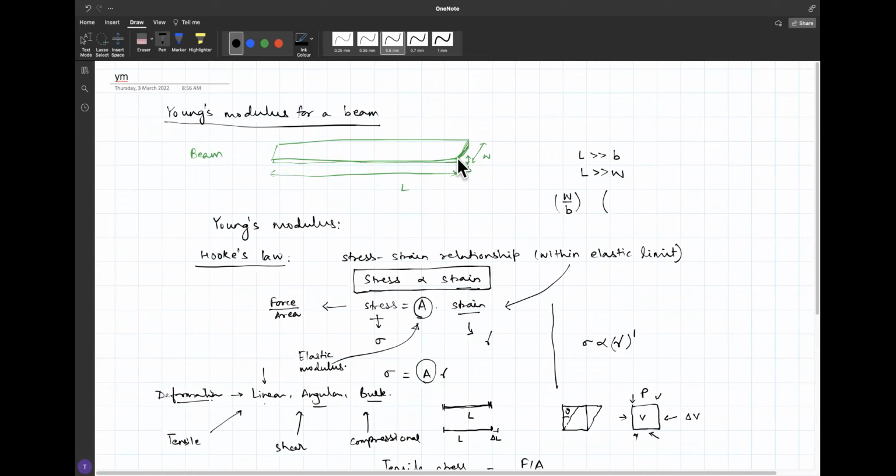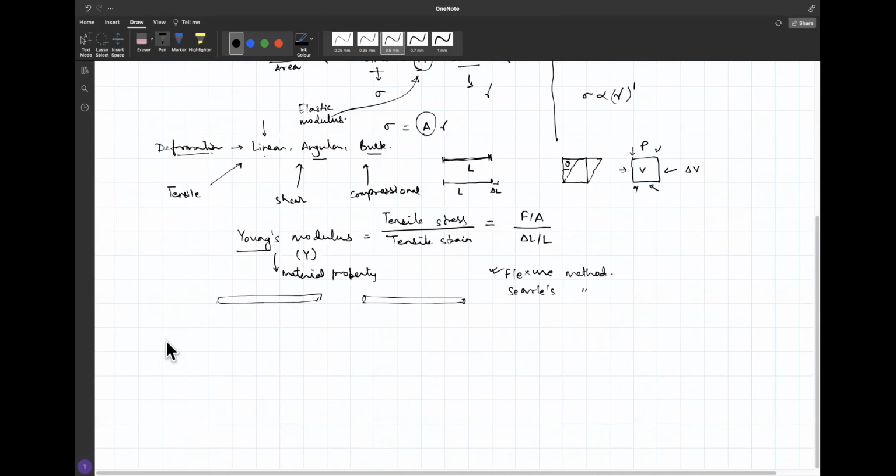There is a thickness, which let me call T, and then there is a width, which I call W, and there is a length. These are the three dimensions, so you can take the ratio of these. In any case, this is the condition which is always satisfied. Let's just talk about the experiment, which I will show you in the video in a moment.